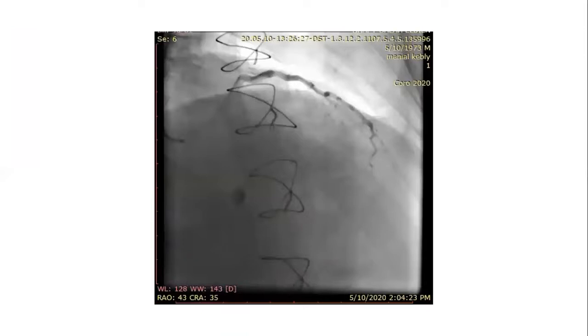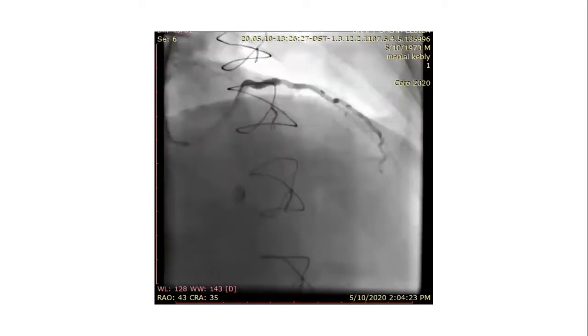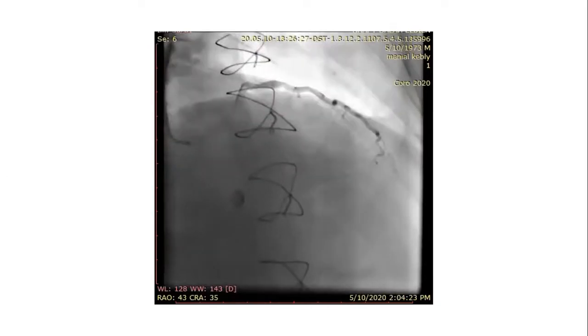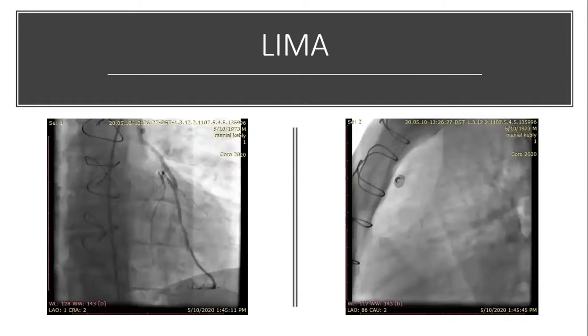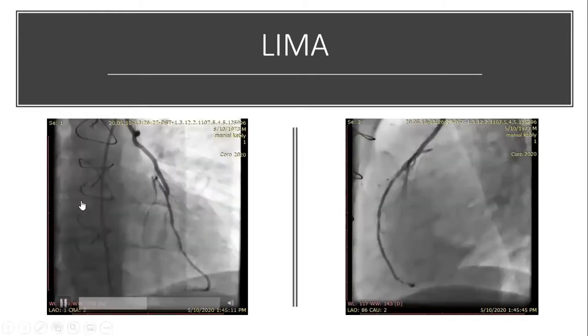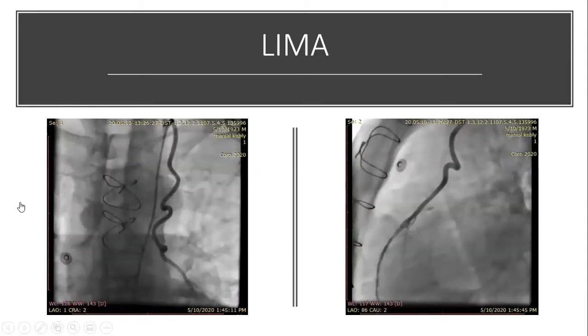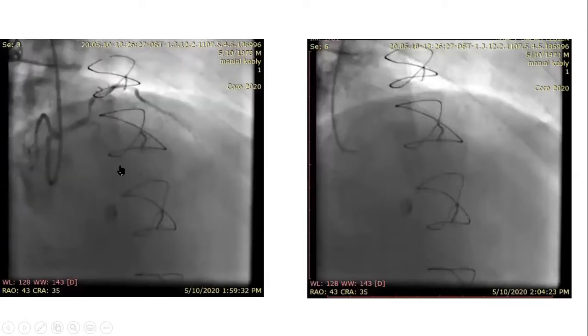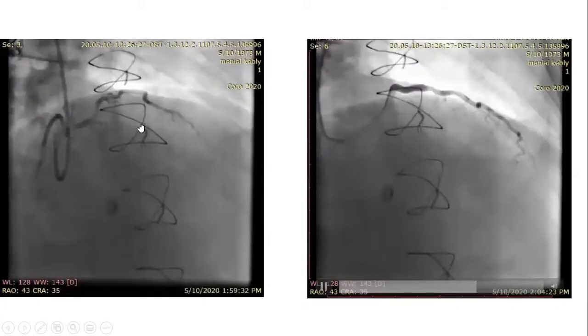He has this nice graft to the diagonal branch. This diagonal branch, we are not sure, is it the diagonal branch visualized from the LAD, or is it another diagonal branch? And the LIMA was okay and supplying a good LAD with some atherosclerosis at its distal segment. So, as I mentioned earlier, I am not sure whether this diagonal branch is supplied by this graft. As we can appreciate here, there is some overlap.